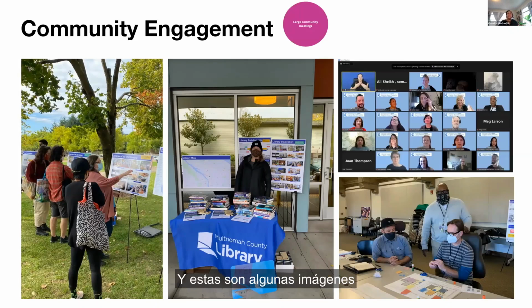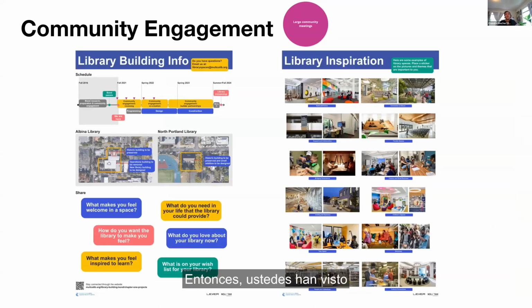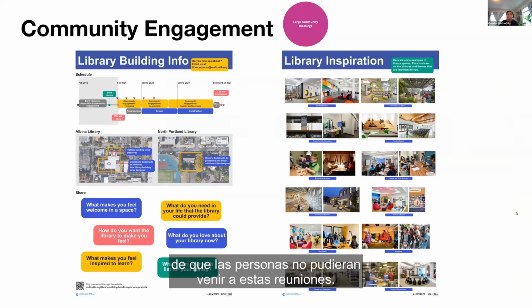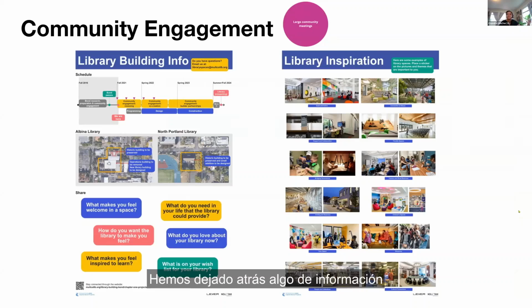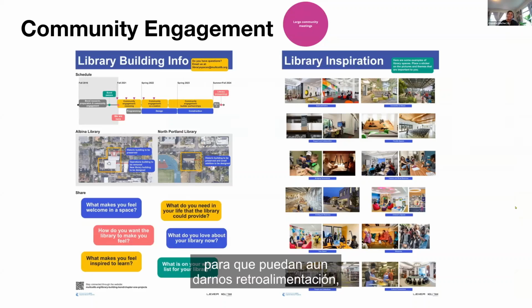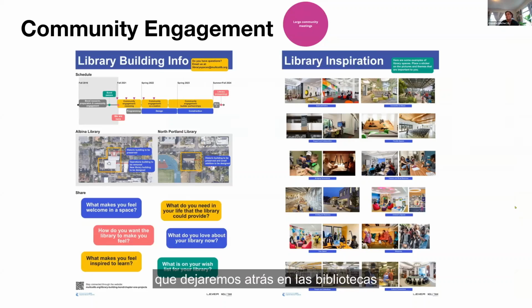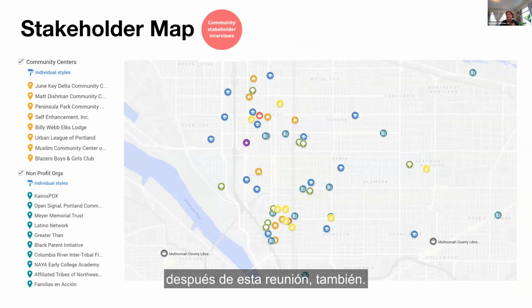And these are some images of those larger community engagement meetings that we've had at the farmers market, the Zoom meetings, and the staff engagement as well. So you may have seen at some of the branch libraries, we've left behind some boards, and that's just in case folks were not able to come out to these meetings. We've left some information behind so that you're still able to give us feedback. And we'll have another series of boards that we leave behind at the libraries after this meeting as well.